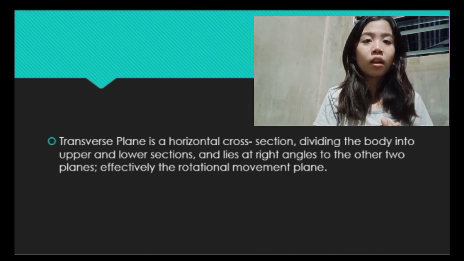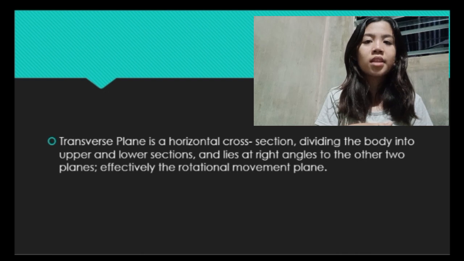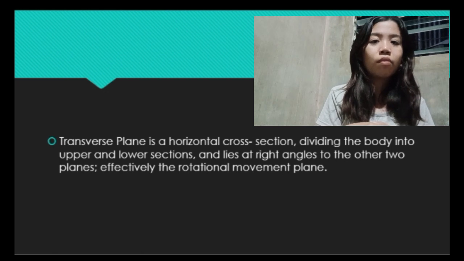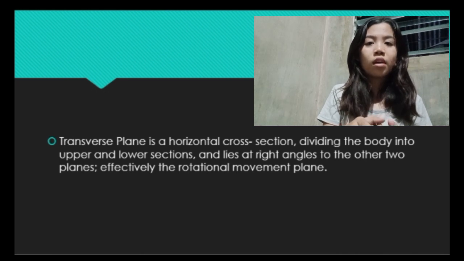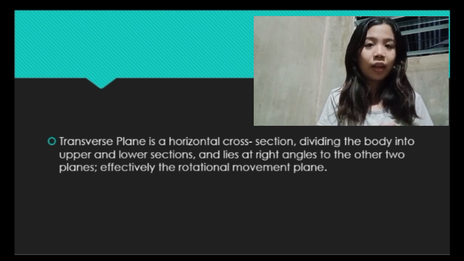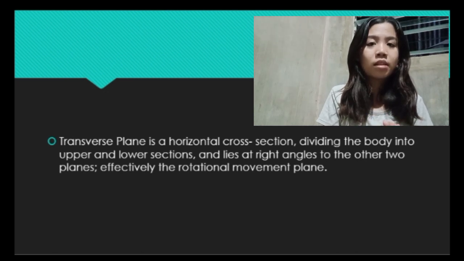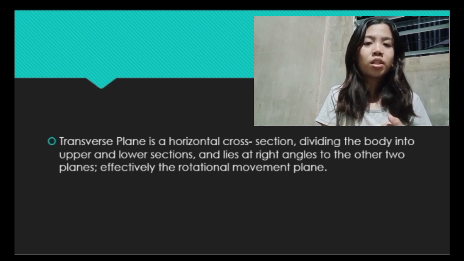Transverse plane is a horizontal cross-section dividing the body into upper and lower sections and lies at right angles to the other two planes, effectively the rotational movement plane. So the transverse plane, also known as the horizontal plane or axial plane, is another important plane in our body. Unlike the sagittal and coronal planes, which are vertical, the transverse plane is a horizontal cross-section that divides the body into upper and lower sections.